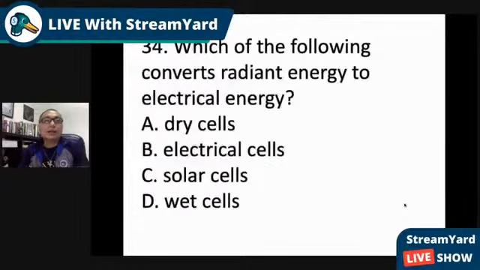34. Which of the following converts radiant to electrical? Which of the following converts radiant energy to electrical energy? Dry cell, electrical cell, solar cell, wet cell.